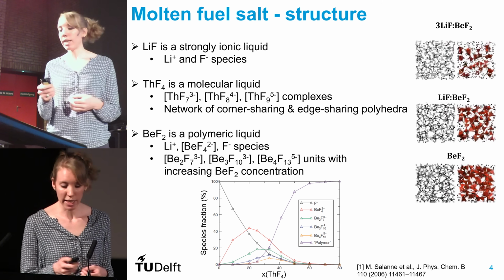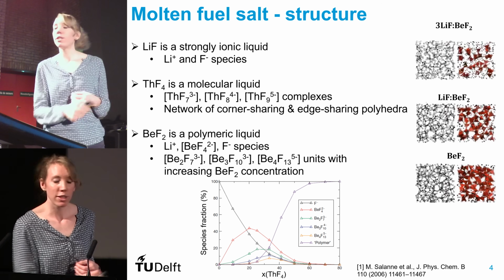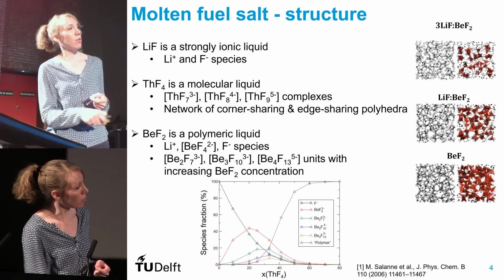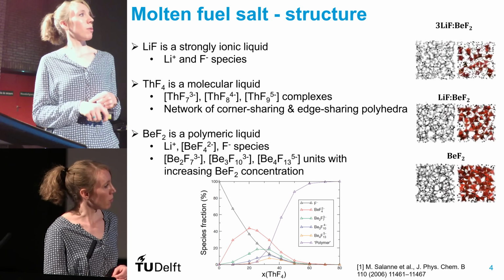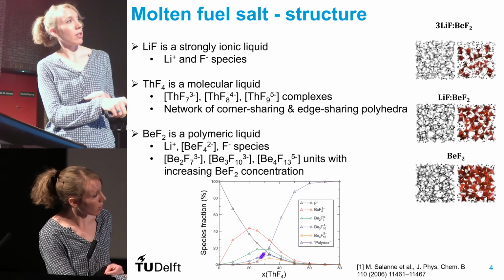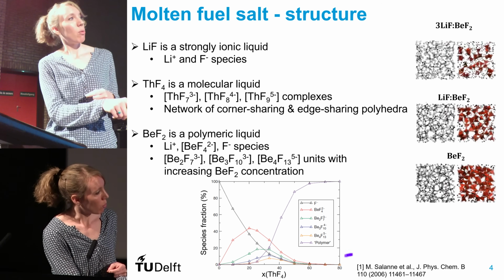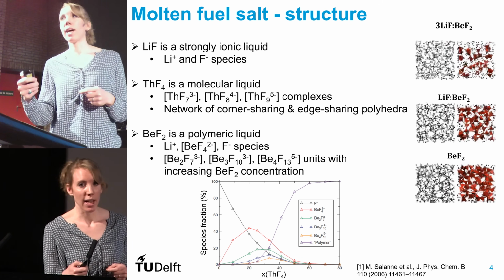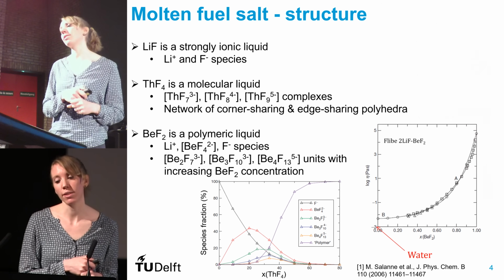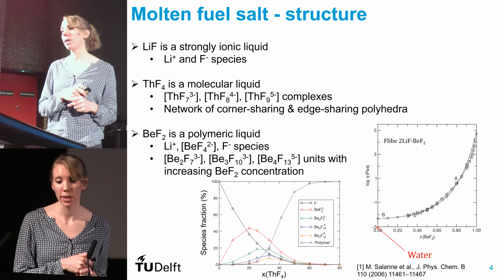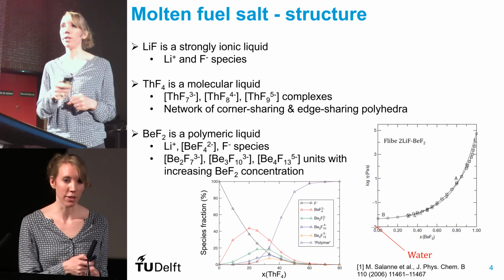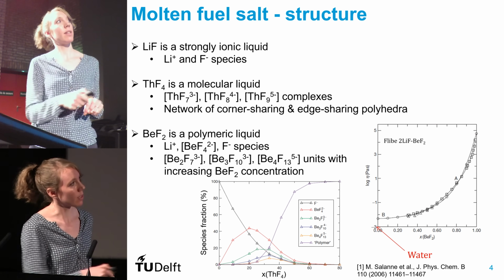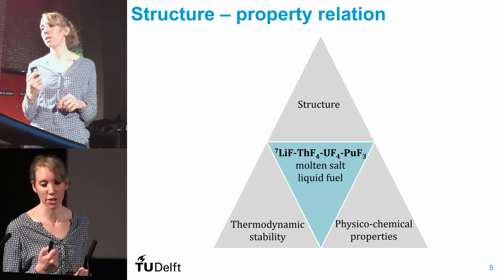You can see here, this is based on MD simulations, the chemical speciation as a function of beryllium concentration, and here is this polymer unit, and you see it really increases with the beryllium concentration. You can imagine that this has direct consequences on the physical-chemical properties of the salt, especially a property like viscosity. You can see that the viscosity also increases dramatically with the beryllium concentration.